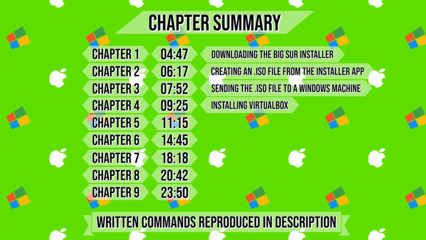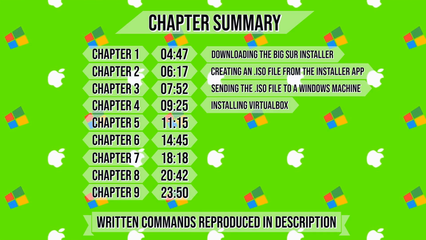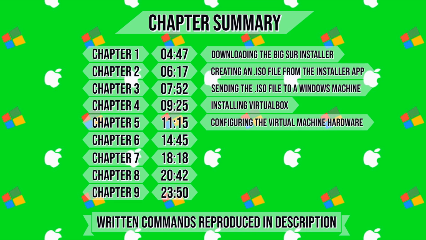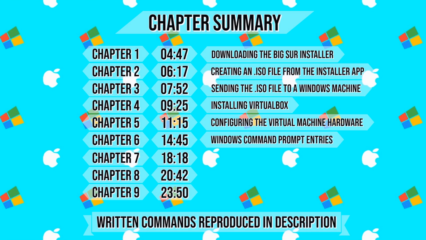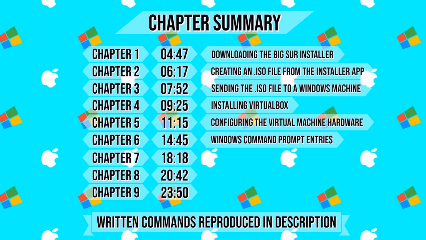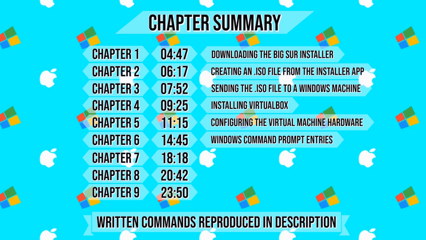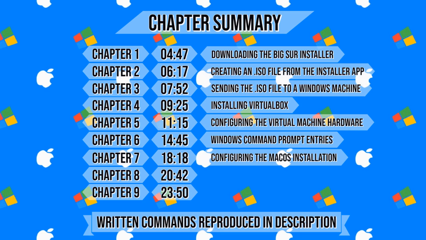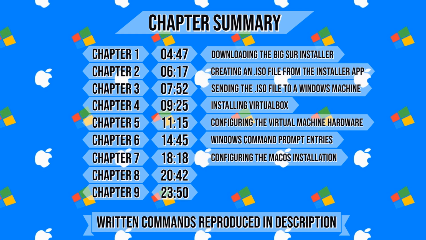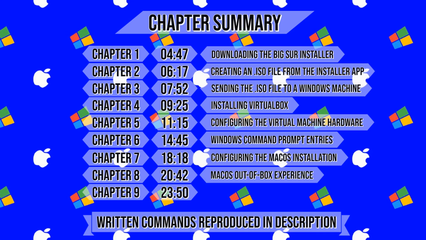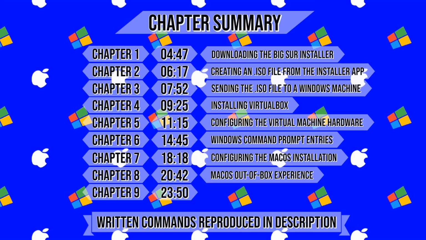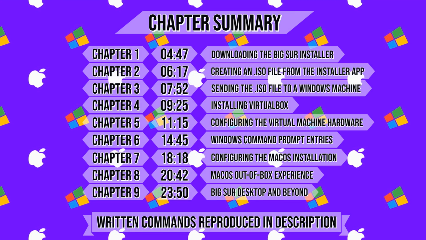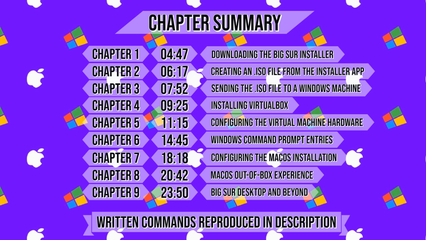We then need to install VirtualBox on our Windows PC, before configuring the virtual Mac hardware on which the operating system will be run. The virtual hardware alone isn't quite enough to run macOS, so we'll additionally input between 7 and 9 commands using the Windows command prompt. We can then run our virtual machine, configuring the macOS installation, before progressing through the standard setup for the out-of-box experience. Finally, we'll access the Big Sur desktop before turning to further issues which we'd like to resolve.